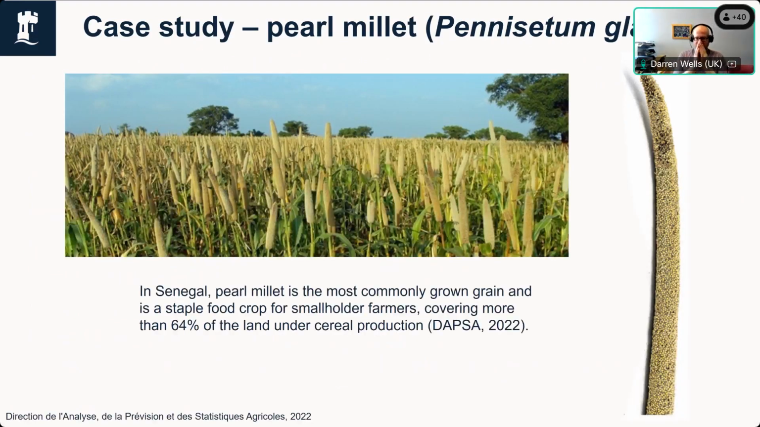So now, for the next 20 minutes or so, I'd like to talk about how we use all these techniques. And a good example project of that has been work we've done over the last few years on pearl millet. This is pearl millet growing in Senegal, Pennisetum glaucum. It's incredibly important in West Africa. In Senegal, it covers 64% of the land under cereal production. It's used for animal fodder. It's used as a human foodstuff in flour. They brew some beer from it. And it's incredibly important in the region.